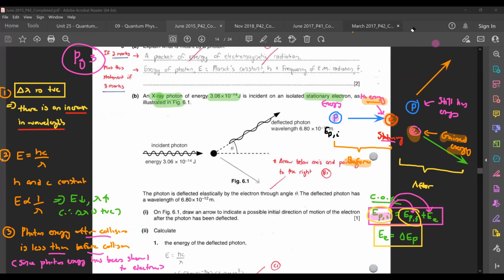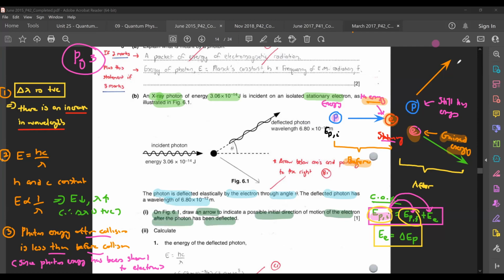They tell you that the photon is deflected elastically by the electron through an angle of theta. The deflected photon has a wavelength of 6.8 times 10 power minus 12 meter. And then on figure 6.1, draw an arrow to indicate a possible initial direction of motion of the electron after the photon has been deflected.